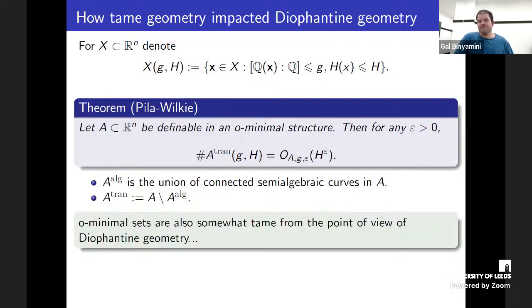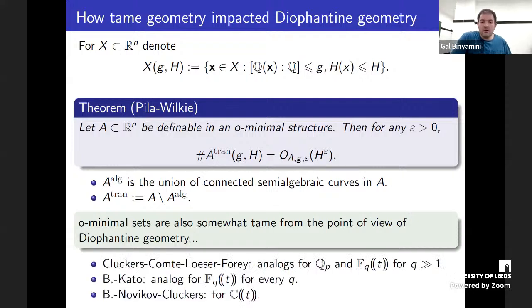Okay, so the upshot of this is that o-minimal sets, even though they are geometrically tame, are also somewhat tame from the point of view of Diophantine geometry. I mean, there is a natural obstruction in the form of algebraic subsets, and once you get rid of this natural obstruction, you don't see many rational points. So that is some kind of arithmetic tameness.